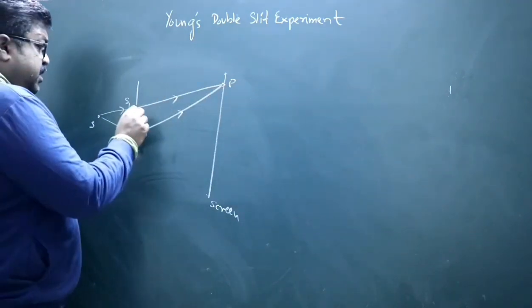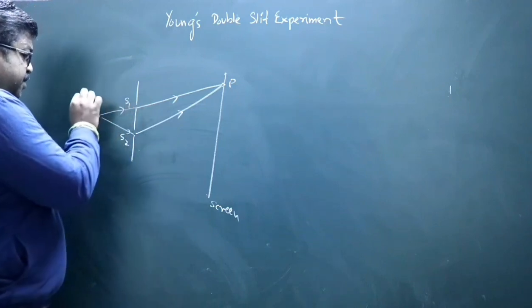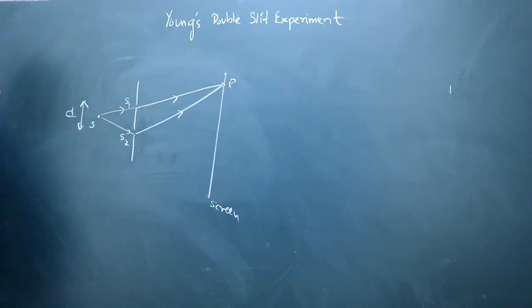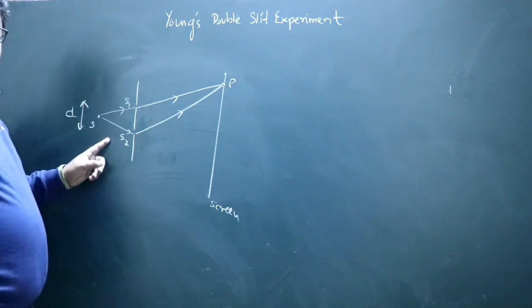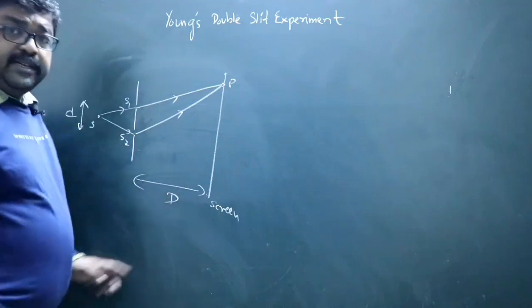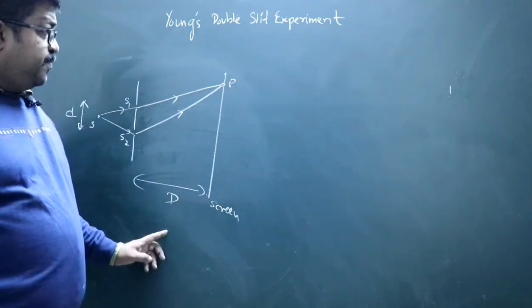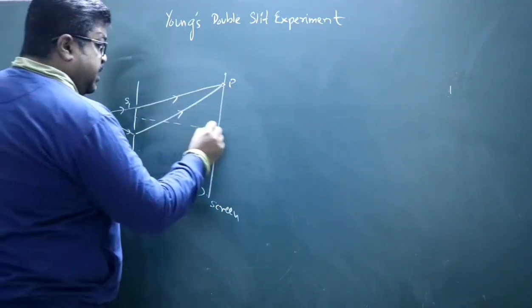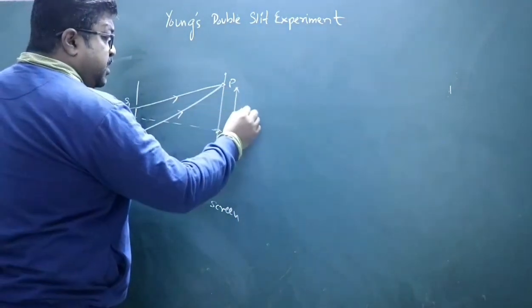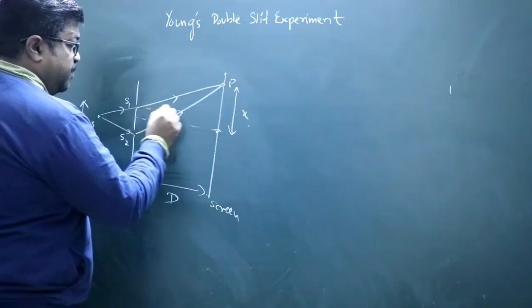Now let's say the slits are separated by distance small d. The two slits are separated by distance small d, and the screen is at distance capital D. This point P, this is the center of the screen. This point P is at distance x from the center of the screen.